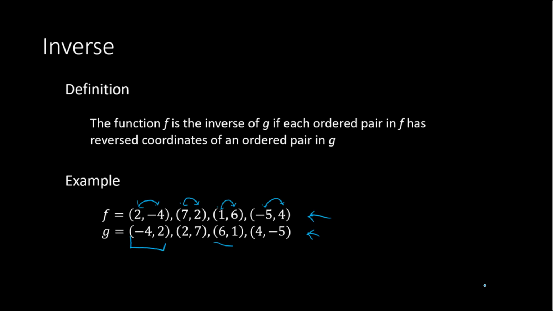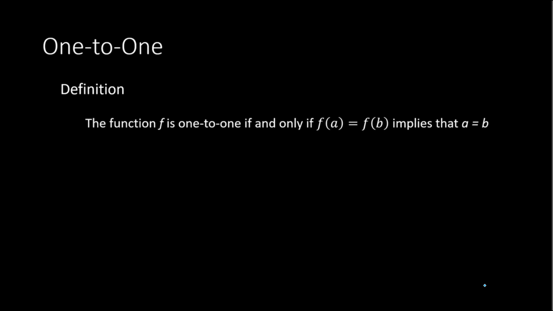Now, another thing with inverse functions is we need to understand what is one-to-one. So what does this mean? One-to-one means that the function f is one-to-one if and only if f of a equals f of b implies that a equals b.